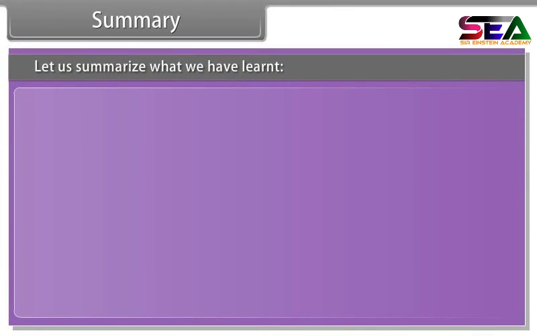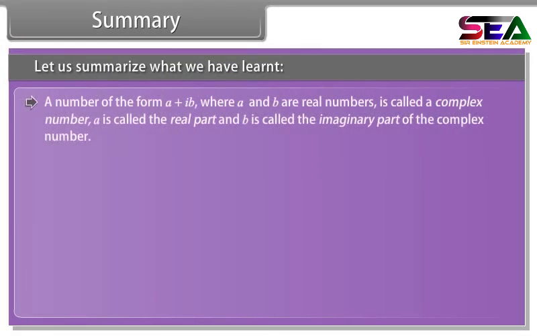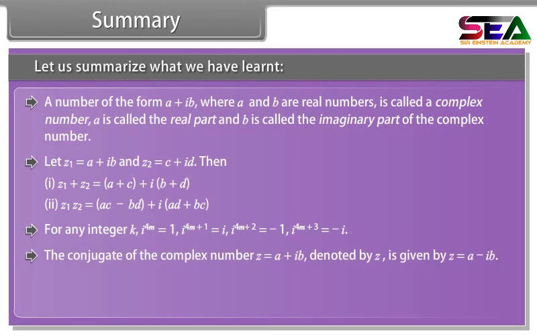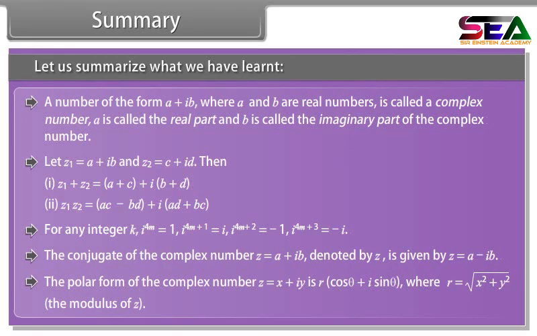Summary. Let us summarize what we have learned. A number of the form a plus ib, where a and b are real numbers, is called a complex number. a is called the real part and b is called the imaginary part of the complex number. The conjugate of the complex number z is also defined, and the polar form of the complex number is given as well.